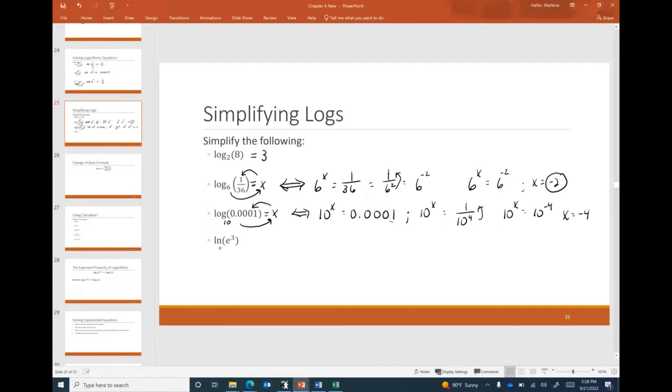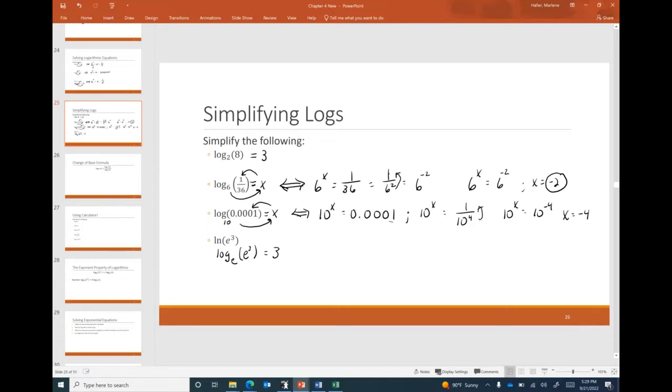All right, look at this next one, the natural log of e cubed, right? Well, remember, natural log is log base e. So if I rewrite that as log base e of e to the third power, or e cubed, and I say, well, what exponent do I put on e to get e cubed? Obviously, that's going to have to be 3.